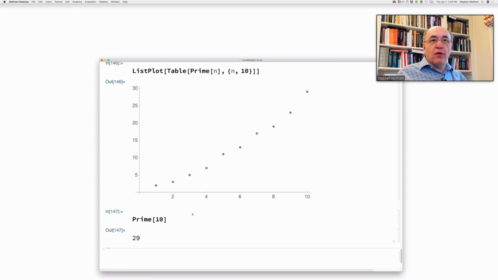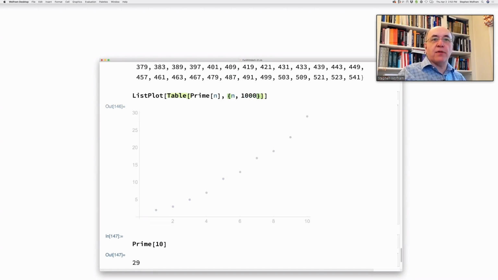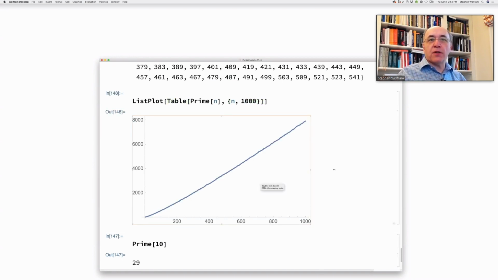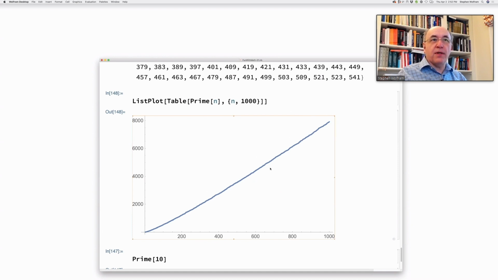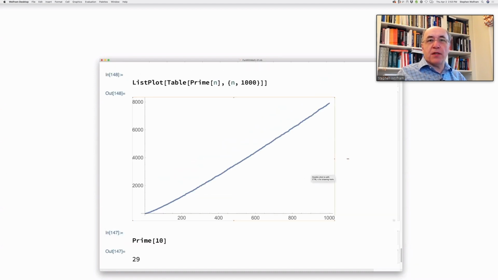We can ask the question, if we extend this a long way, let's see what this looks like for 1,000 primes. That's what it looks like. It's almost a straight line, except you can see it has little wiggles in it, and we see that the 1,000th prime is about 8,000. So what does that tell us? It tells us that when we go 1,000 primes out, that will be 8,000. So it means that the fraction of numbers that are prime is about 1 in 8, at least when we get out to 1,000. So you're asked to plot the prime numbers. This is a way to plot the prime numbers.